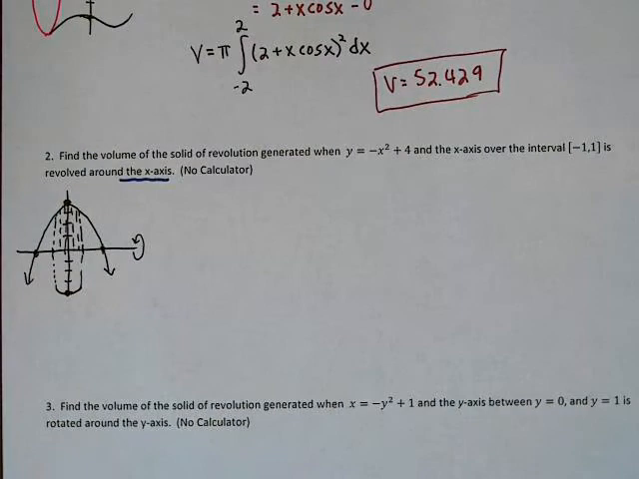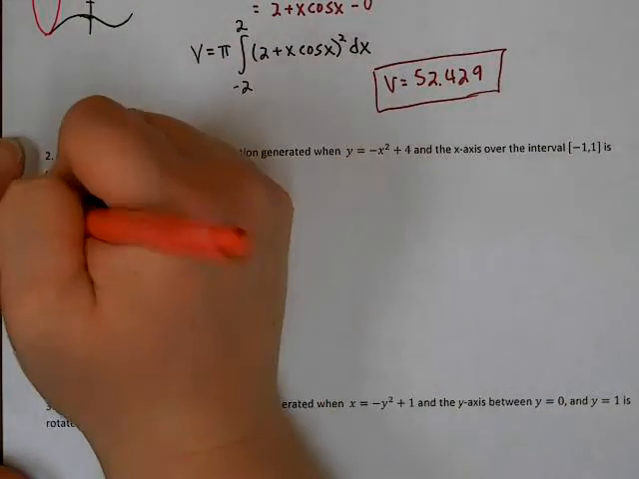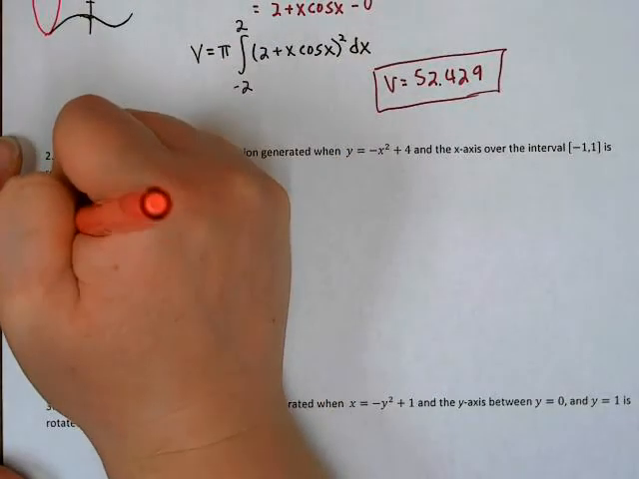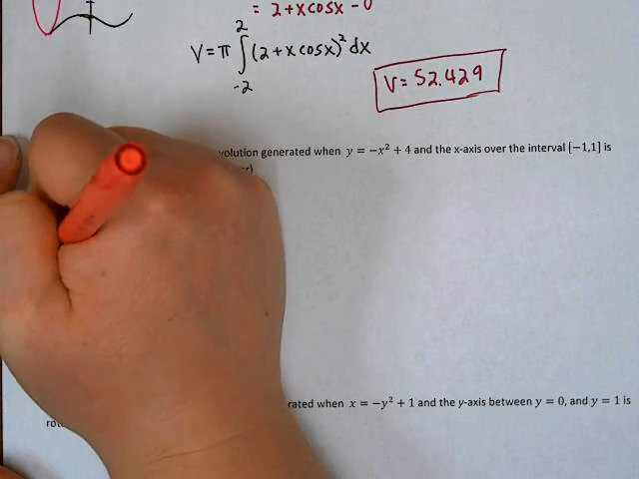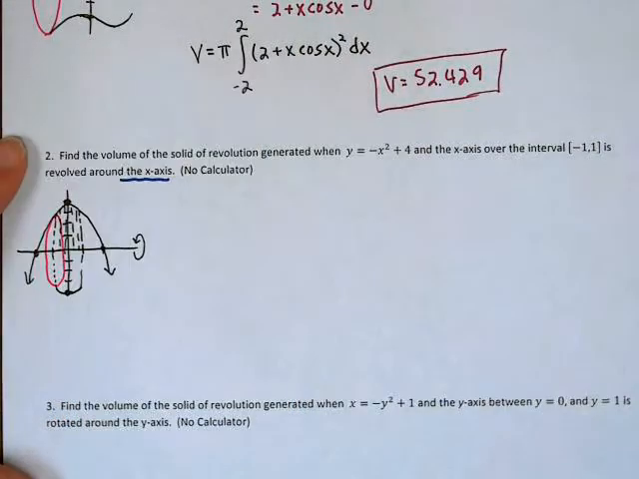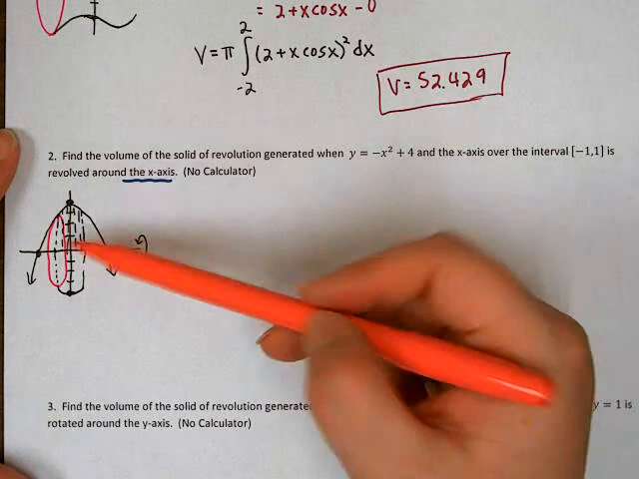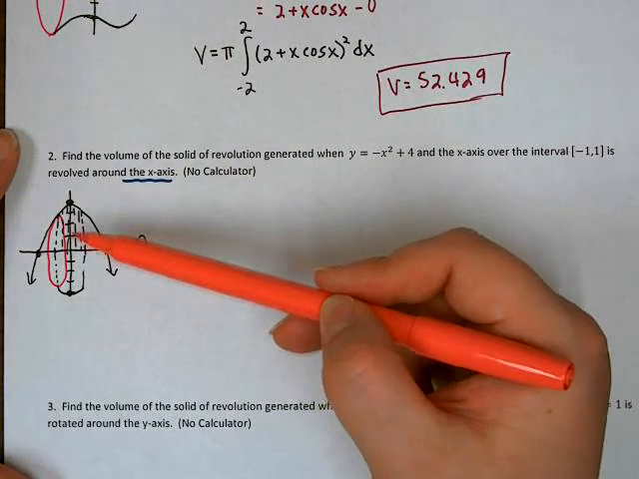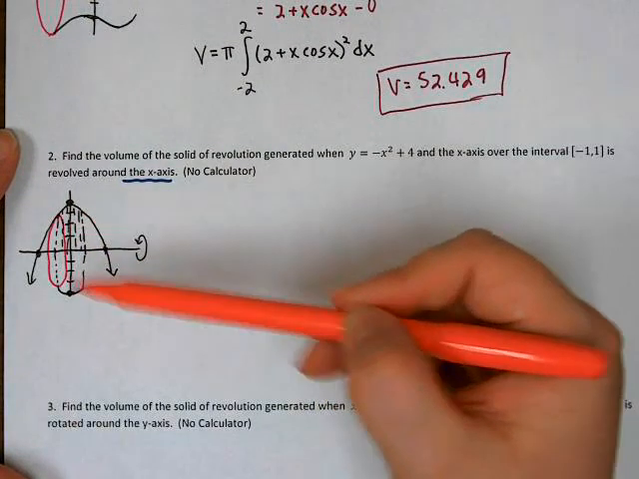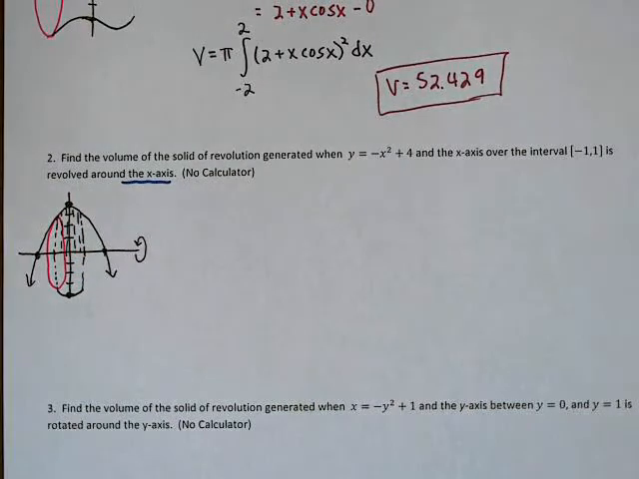And we can draw in one of our circles. This isn't the best picture that I have on here, guys, so I'm sorry for that. But hopefully you can kind of see that here's our circle. All right, so if we rotate this area here around, we get all these circular bases here. Okay?